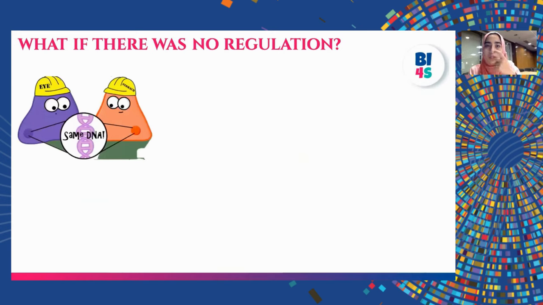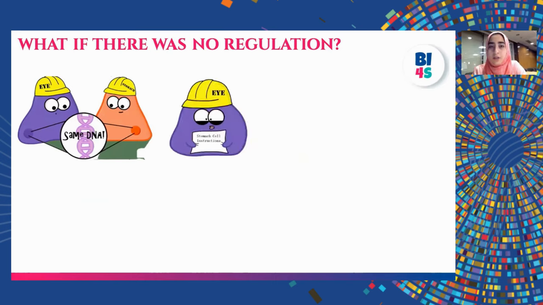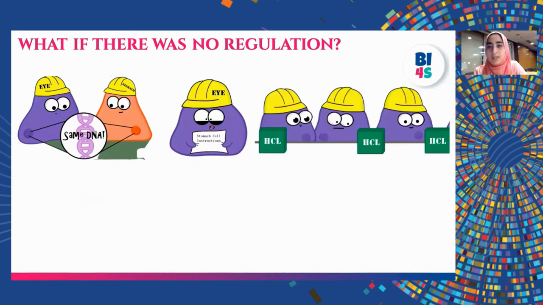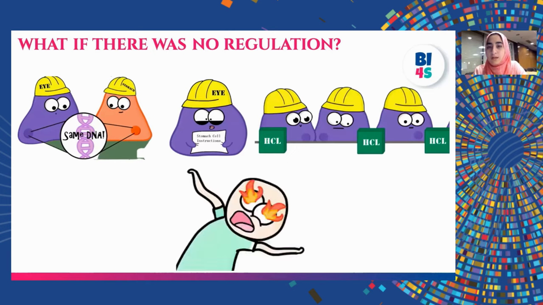For example, what if there was no regulation? Consider the example of an eye cell and a stomach cell. Both have the same DNA. But if there were no regulatory mechanism, the eye cell would read the instructions of the stomach cell. And what will be the effect? The eye cells will start producing HCl, hydrochloric acid, which is used for digesting food. If it went this way, eye cells would produce acid and the results would be disastrous. So to prevent such outcomes, all the regulations are really, really well controlled.